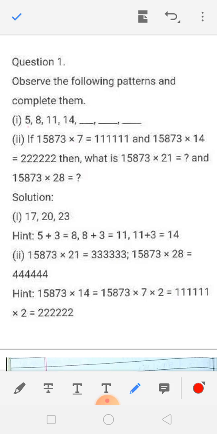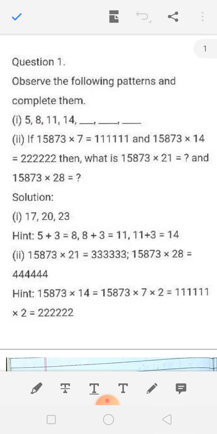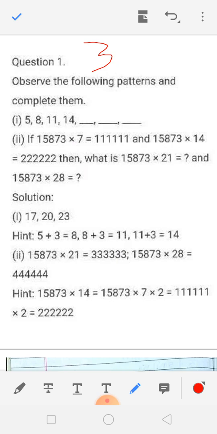So 5, 8, 11, 14, and the difference is 3 only. Correct? So the difference is 3. So 5 plus 3, 8; 8 plus 3, 11; 11 plus 3, 14; 14 plus 3 is equal to 17. 17 plus 3 is equal to 20. And then 20 plus 3 is equal to 23. This is the correct answer. So you have to write it in your book. And the next question.